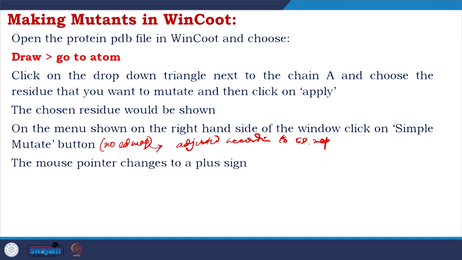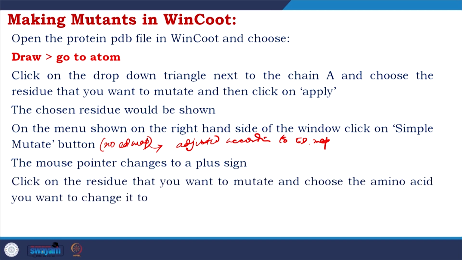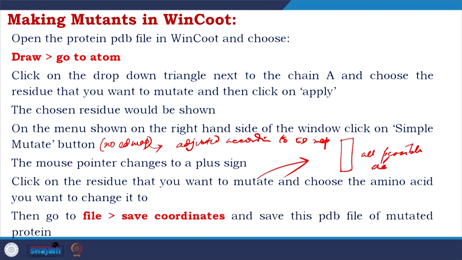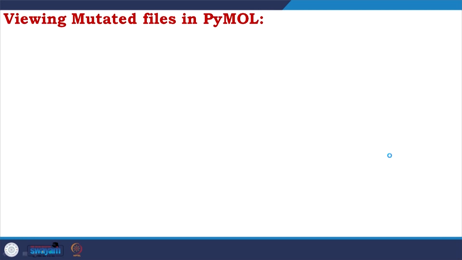The mouse pointer changes to a plus sign. Click on the residue that you want to mutate and choose the amino acid. So, when you do that, if you remember, you will get a list of all possible amino acids. Now, you choose the amino acid you want to change it to, then go to file, save coordinate and save this PDB file of the mutated protein. So, you have done mutation to your protein.